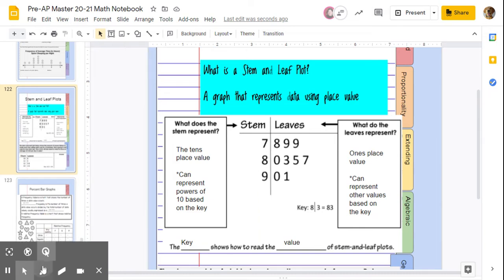So that means if we look here and we have our 7 on the tens side, that's 70. So we have the values 78, 79, and 79. The 8 is the value 80. So we have 8 and 0 would be 80. 8 and 3 would be 83. 8 and 5 would be 85. 8 and 7 would be 87, and so on. Okay.